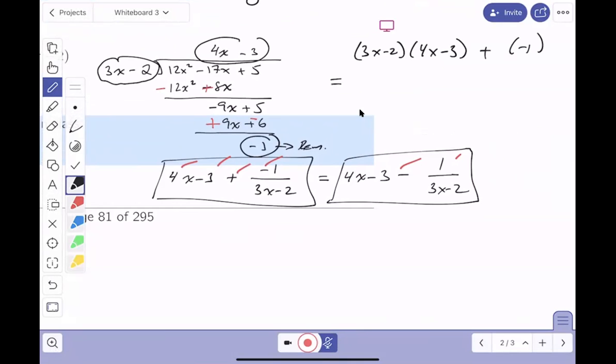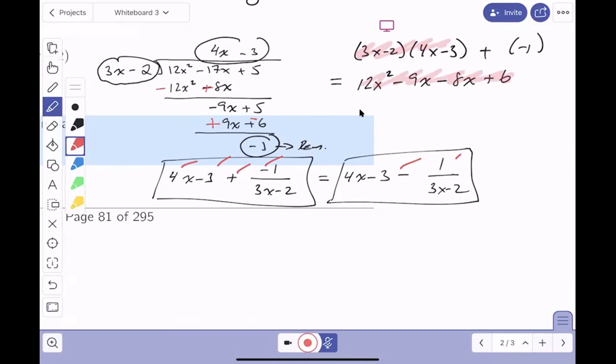Let's go through the work. And what do you get? 12x squared minus 9x. Right? See what I'm doing? So 3x times 4x, 12x squared. 3x times minus 3 is minus 9x. Minus 2 times 4x is minus 8x. Yeah, it's work to check. And then minus 2 times minus 3 is plus 6. I want to claim what I just did over here. I just did this part.